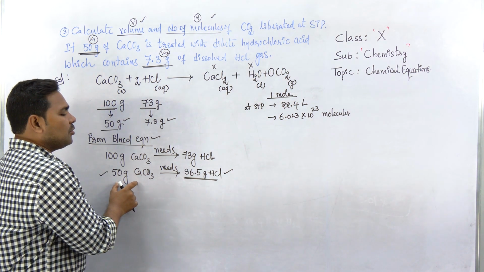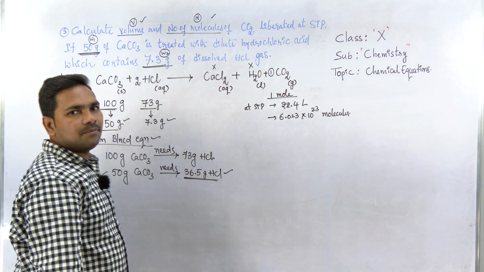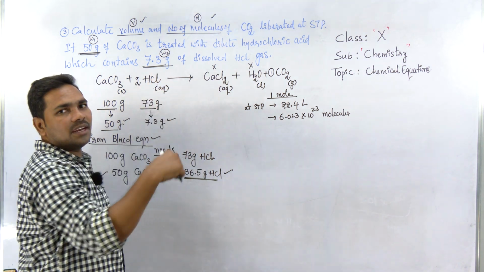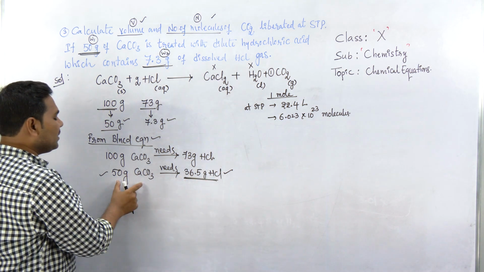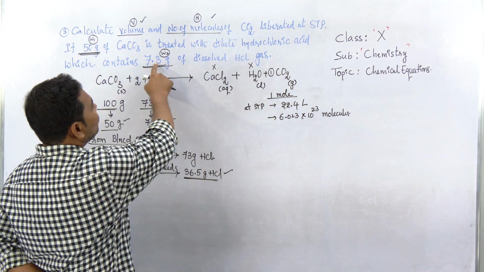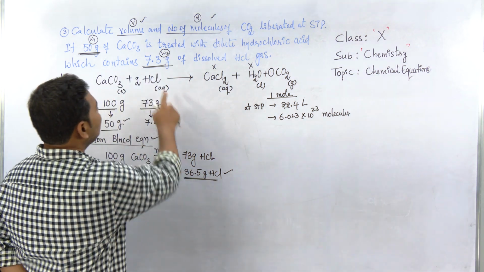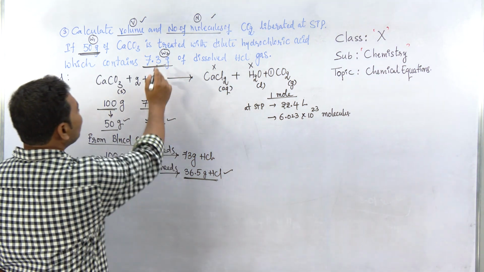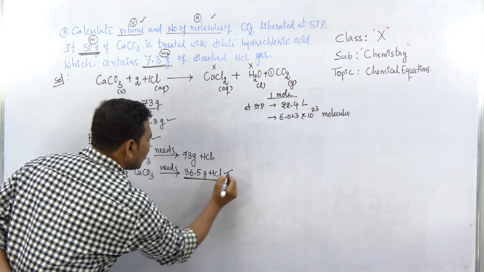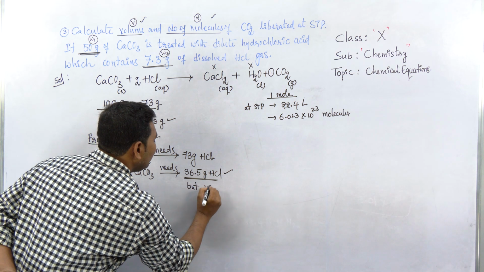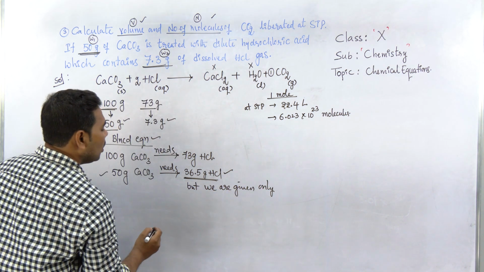50 grams calcium carbonate needs 36.5 gram HCl. But we are given only 7.3 gram. Is it more than enough or less than enough? We understand it is less than enough. We need 36.5 gram to react completely with 50 gram CaCO3. But we are given only 7.3 gram. It is less than required. So the weight of dissolved HCl gas given is less than required. We are given only how much?